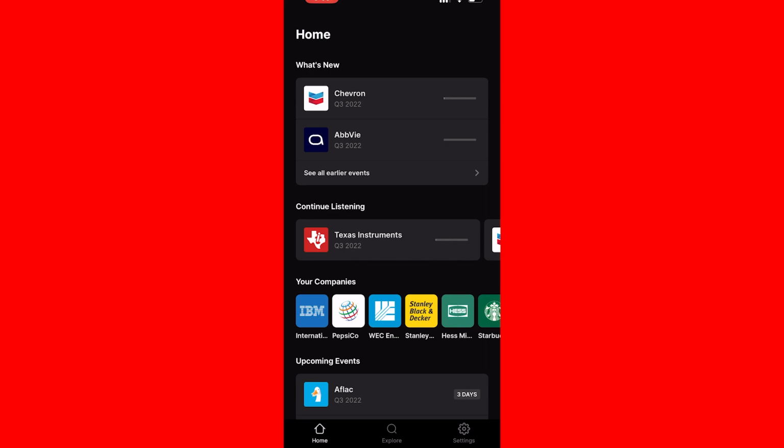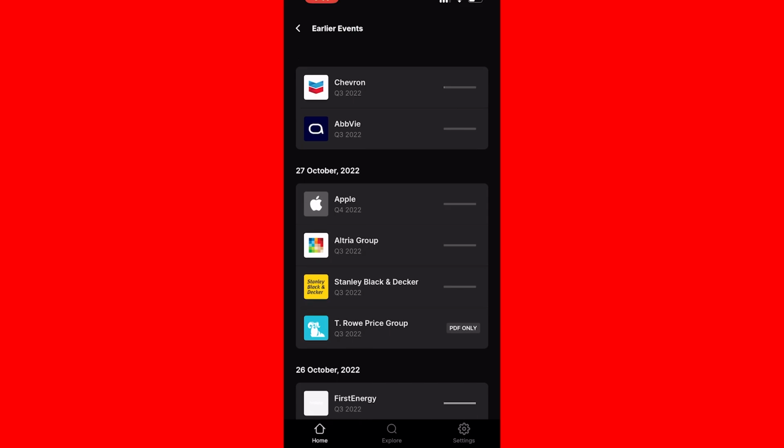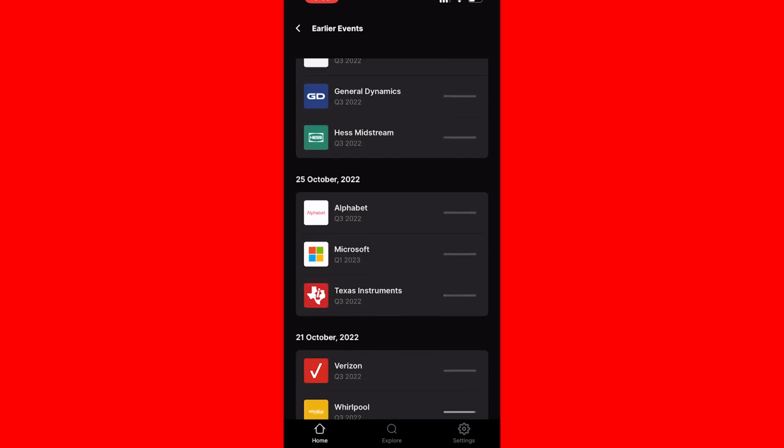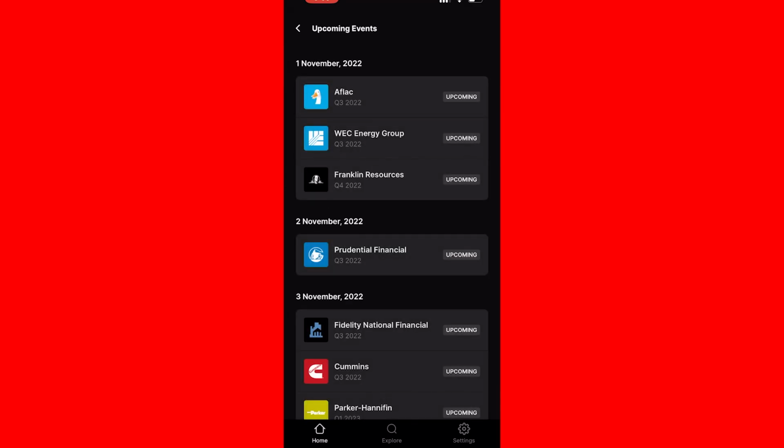And what it will do is it will show you what events have happened earlier. So you can see that they've had earnings events for Chevron, AbbVie. On the 27th was Apple, Altria, Stanley Black & Decker, T. Rowe Price. So you can go back, as far as it'll go. But then you can also look forward. You can see all upcoming events, and you can see that Aflac, WEC, Franklin Resources all report on the 1st.